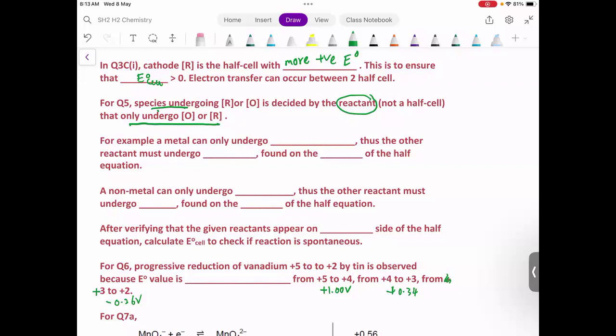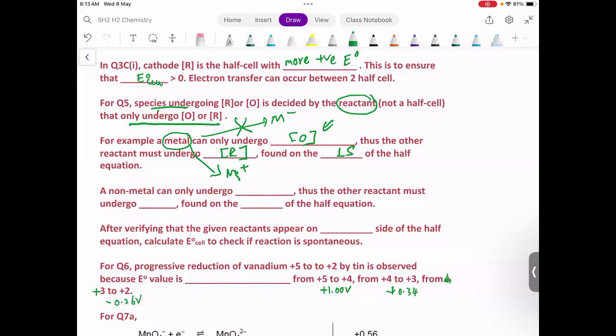For example, if I have a metal as one of my reactants, then you have to recognize that metal cannot become M minus. It can only become M plus. So metal can only undergo oxidation. There's no way you can have M minus. This is impossible. It can only be oxidized to become M plus. So this means that by default, the other reactant must undergo reduction. If the other reactant must undergo reduction, it must be on the left side of your half equation.